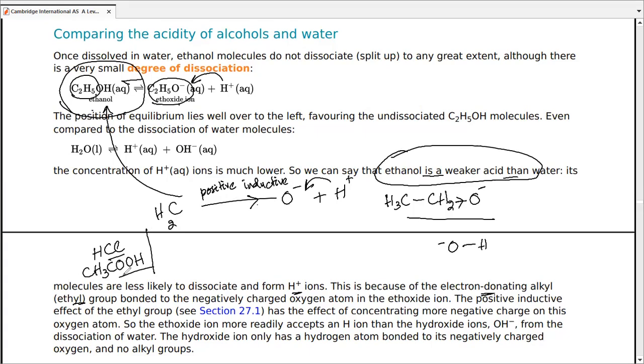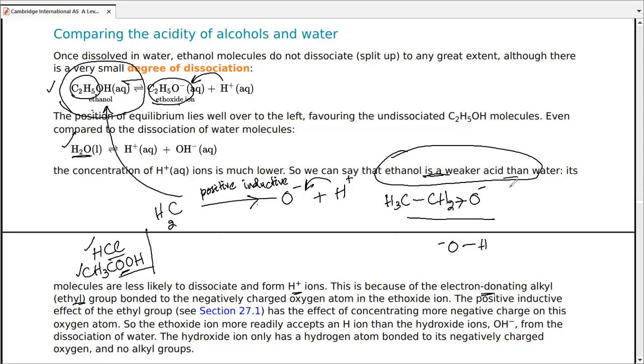On the other hand, we call ethanoic acid a weak acid. Why? It loves to stay in the form of molecules. Only a few of them dissociate into ions and donate protons. So of course, HCl is more acidic than ethanoic acid. In our case, water would be more acidic than ethanol. So ethanol is a weaker acid than water, or you can say water has a better acidity than ethanol.